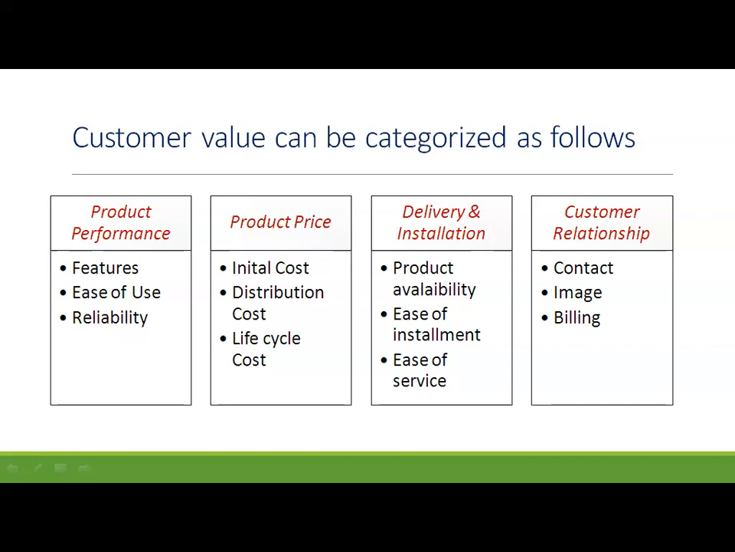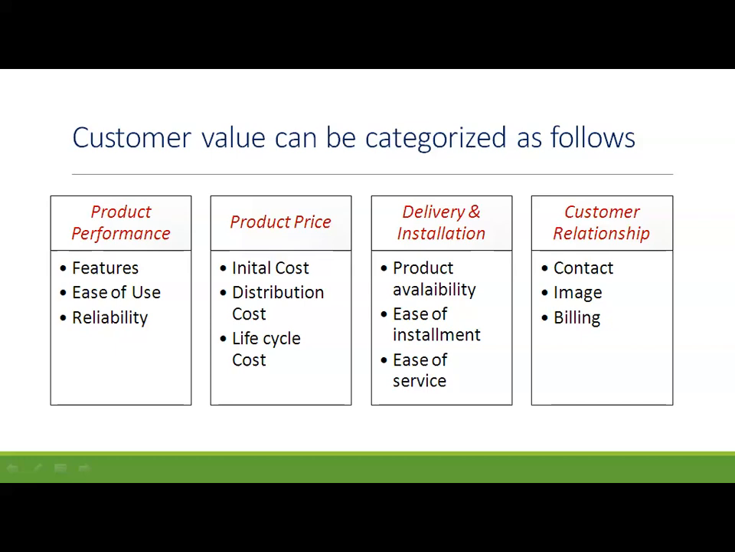Next is product price. So what is the initial cost of the product? Then what is the distribution cost? And what is the life cycle cost? Life cycle cost means, as we will see in the coming lectures in the product life cycle concept, that initially the product has an introduction stage, then it will go to the growth stage, then the maturity stage, and after that the product declines from the market.